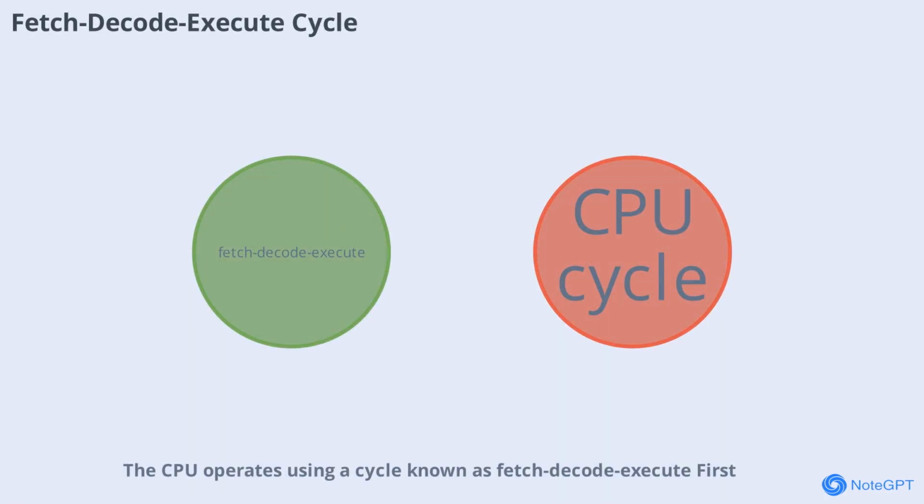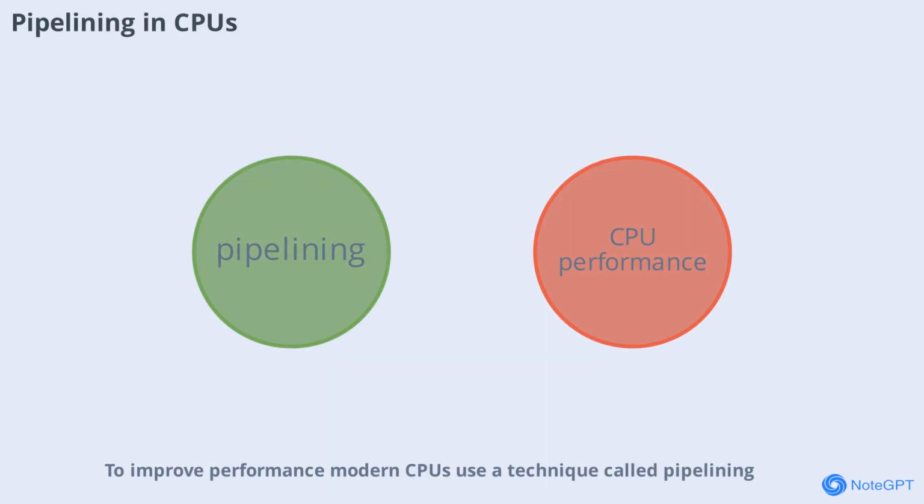The CPU operates using a cycle known as fetch, decode, execute. First, it fetches an instruction from memory. Next, it decodes what the instruction means. Finally, it executes the instruction, performing the required operation. This cycle repeats millions or even billions of times per second, allowing computers to run complex programs. Understanding this process is key to grasping how software is translated into actions by the hardware. To improve performance, modern CPUs use a technique called pipelining.